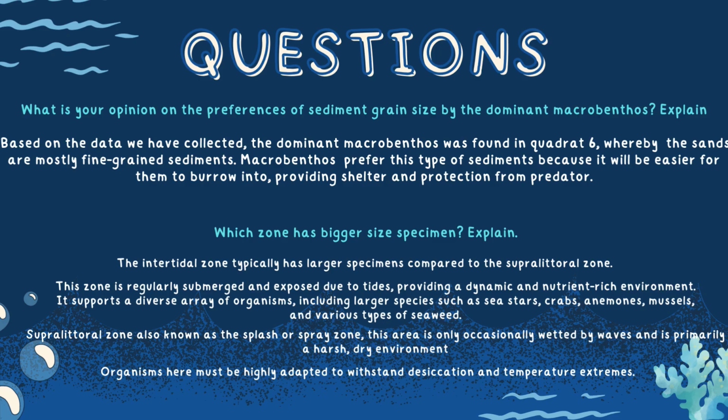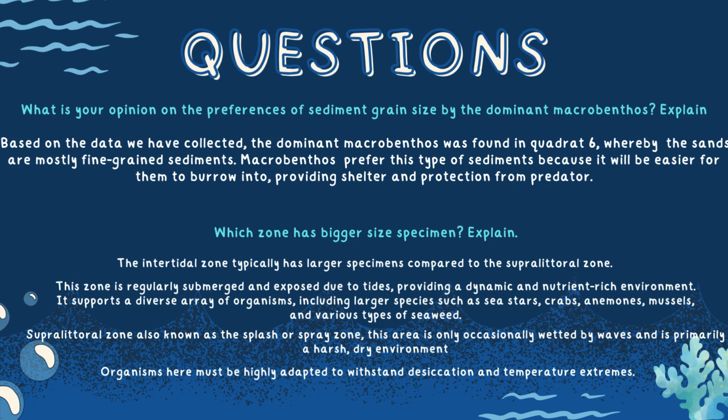The first question is, what is your opinion on the preferences of sediment grain size by the dominant macrobenthos? Explain. Based on the data we have collected, the dominant macrobenthos was found in quadrant 6, whereby the sands are mostly fine-grained sediments. Macrobenthos prefer this type of sediment because it is easier for them to burrow into, providing shelter and protection from predators. Next, which zone has bigger size specimens?